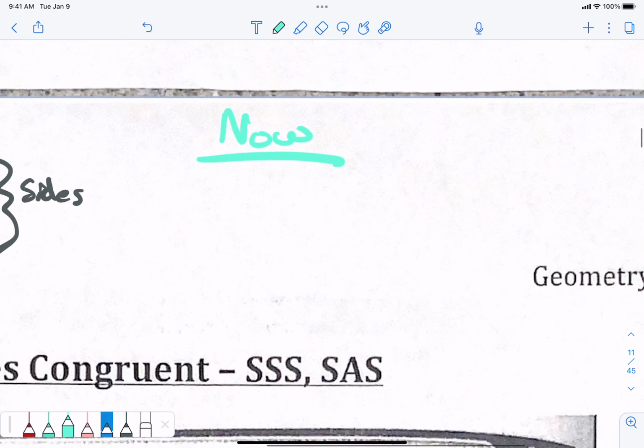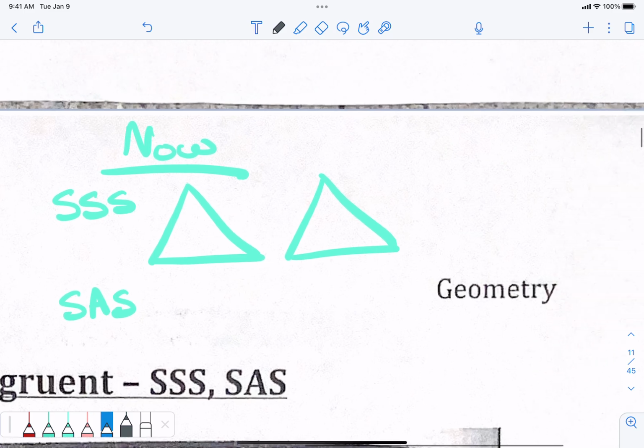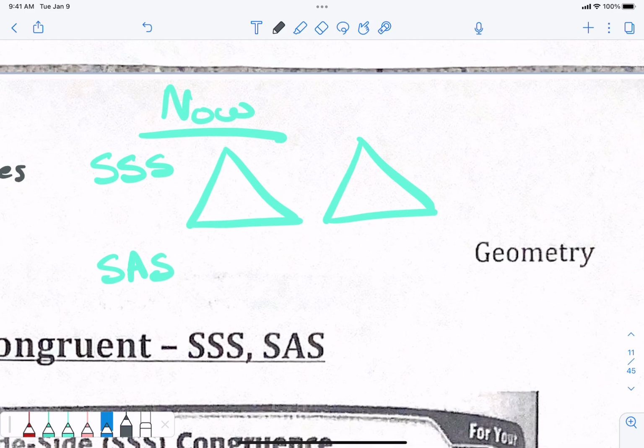Now, we have these 2 things going on. We have SSS and SAS, and let me show you what this does. So here are my 2 triangles, let's say. Listen to this really carefully. Now, we don't have to check 6 boxes. We only have to check 3 boxes, because this is how this works.